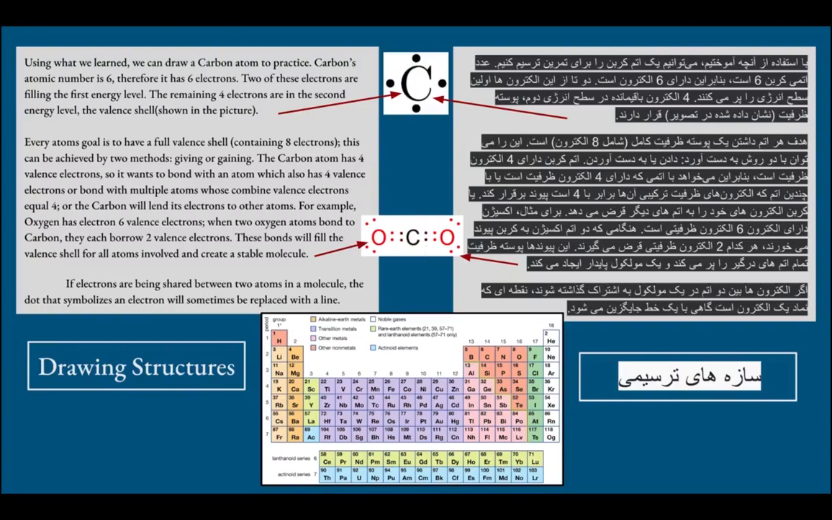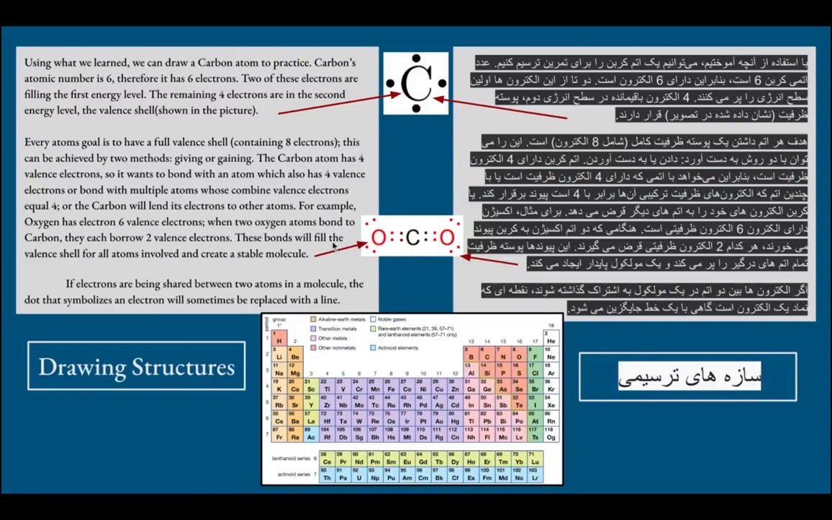Each atom's goal is to have a full valence shell containing 8 electrons. This can be achieved by 2 methods, giving or gaining. The carbon atom has 4 valence electrons, so it wants to bond with an atom which also has 4 valence electrons, or bond with multiple atoms whose combined valence electrons equal 4. Or the carbon will lend its electrons to other atoms.